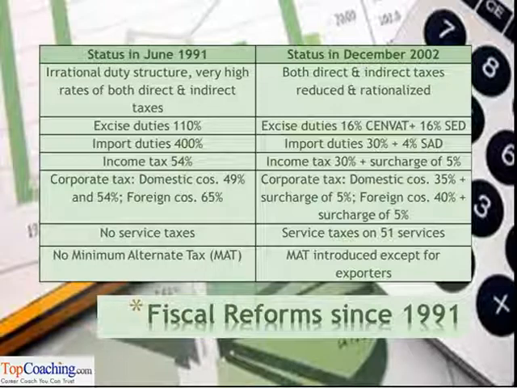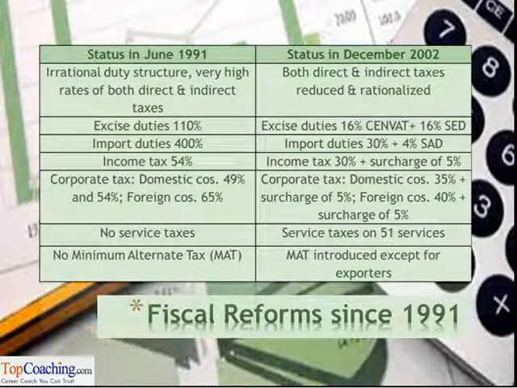The import duties were 400% in June 1991, which then got reduced to 30% plus 4% SAD, that is Special Additional Duty, in December 2002. The income tax in June 1991 was 54% of the income of a person, whereas in December 2002, it got reduced to 30% with 5% surcharge.